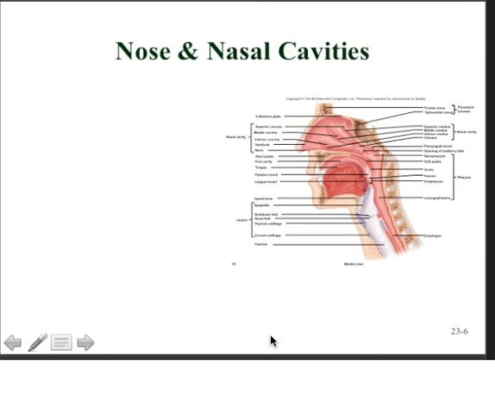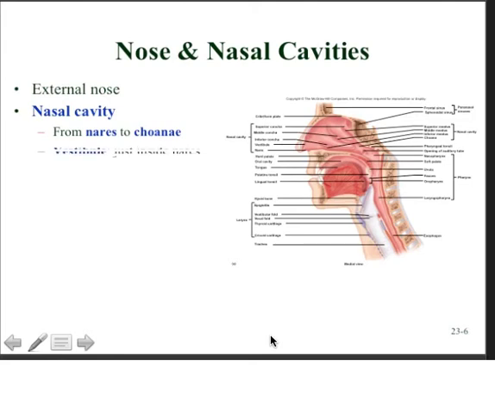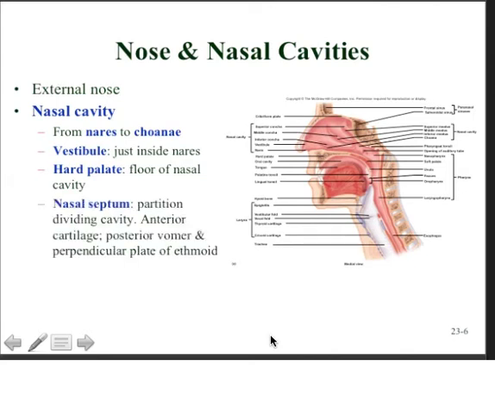We start with the top of the upper respiratory. We begin with the nose. You're supposed to breathe through your nose. The external nose is made up of the nasal cavity that runs from the nares back to the conchae. The vestibule is just inside the nares, and of course the hard palate helps to separate the oral from the nasal cavity, along with the soft palate, which is posterior to the hard palate. The nasal septum divides the nasal cavity into a right and left nostril.